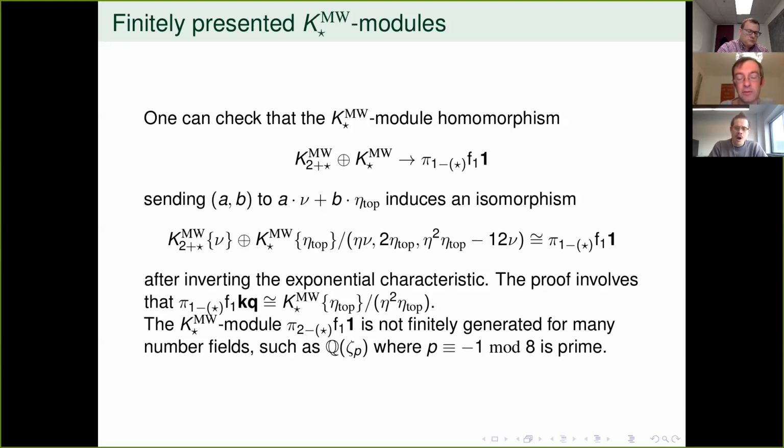Again, there you have some arithmetic phenomena coming in. If you take a cyclotomic field where you adjoin a pth root of unity with p being congruent to minus 1 mod 8, then you will need infinitely many generators for pi 2. So that's it. Thanks a lot for your attention.